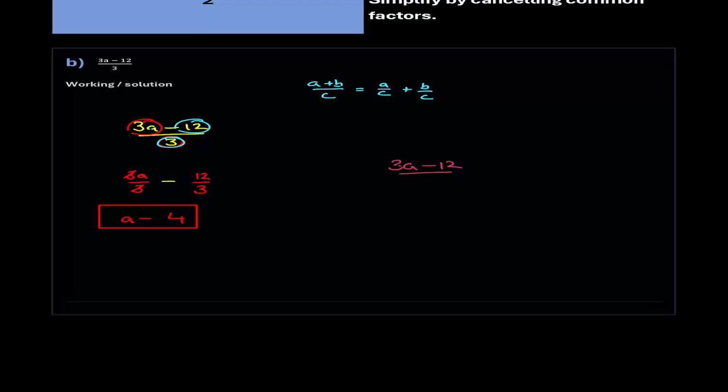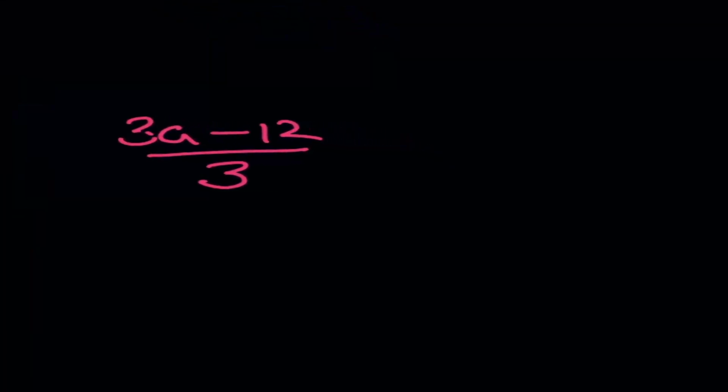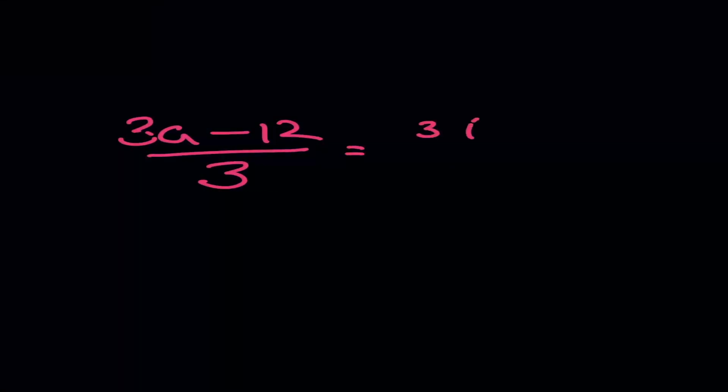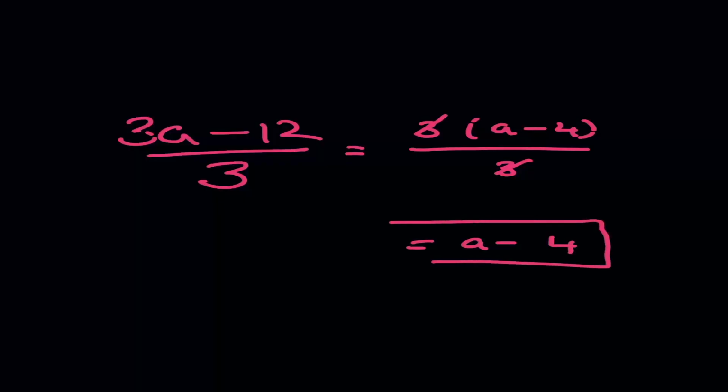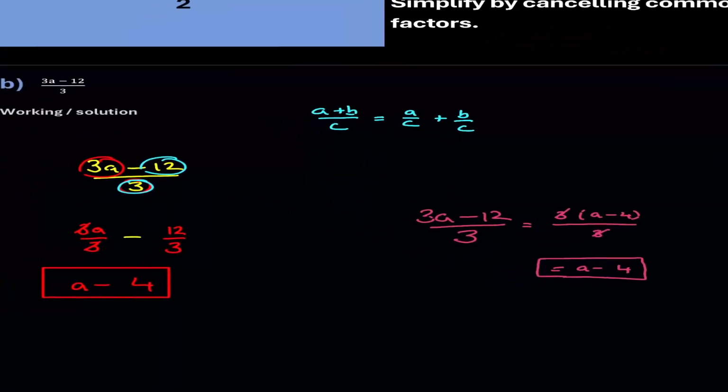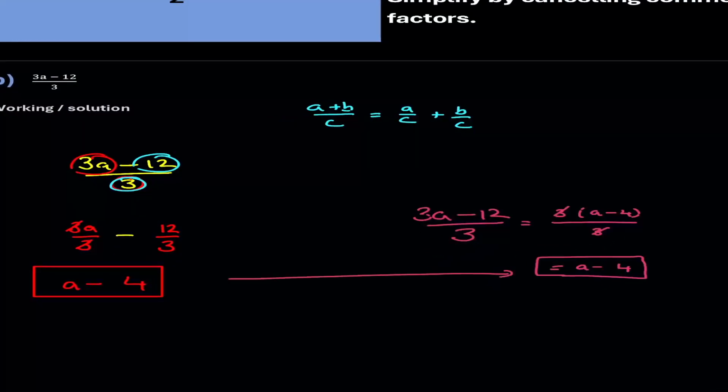Another way to do this is, if I had 3a take 12 on 3, rather than splitting the fraction, if it's easier, you can factorize the numerator. We can see 3 is common to both of them, and you're left with a subtract 4 if you divide both by 3. Then you've got a 3 on the denominator, and those two cancel. So you're left with a take 4. You could pick whichever method you prefer, you get the same answer. That's the great thing about maths. Sometimes there's multiple methods to get the same answer, so whichever method suits you is fine.